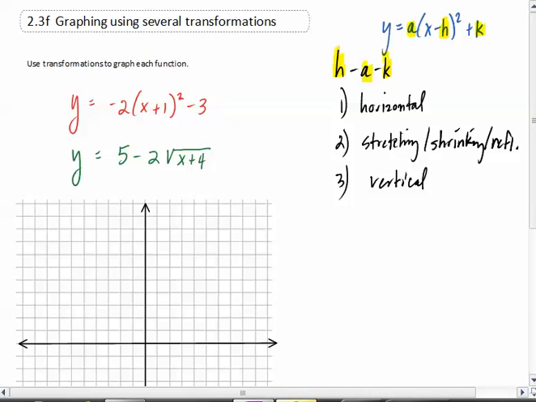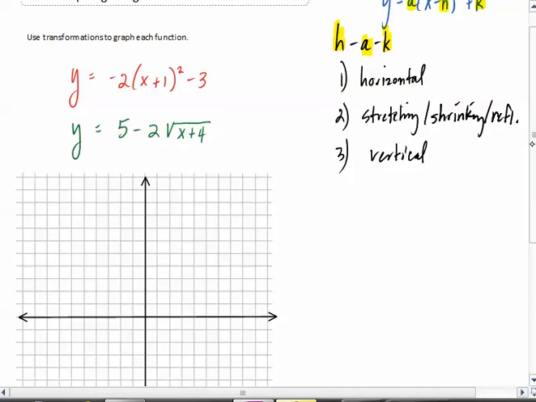So in that order. If you do the vertical before reflecting, or you switch those last two, then you're going to have a different function than somebody who doesn't. So those need to be done. It's really just order of operations. So let's take a look.